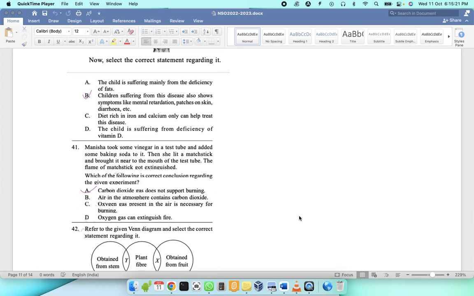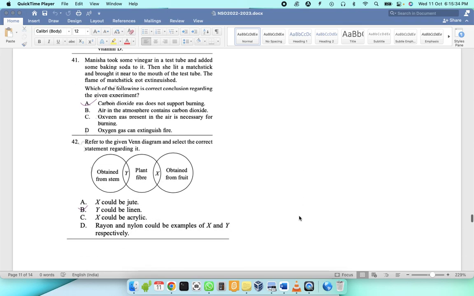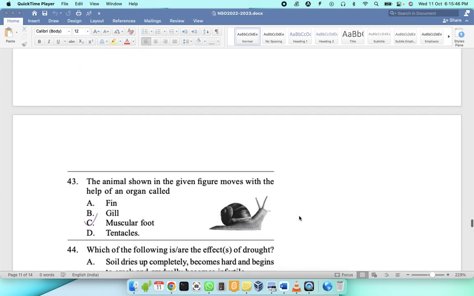In the given experiment, vinegar reacts with baking soda and produces carbon dioxide gas which extinguishes the flame of the matchstick. Refer to the given Venn diagram and select the correct option regarding it. Obtained from stem and plant fiber, Y could be linen. B is the answer.